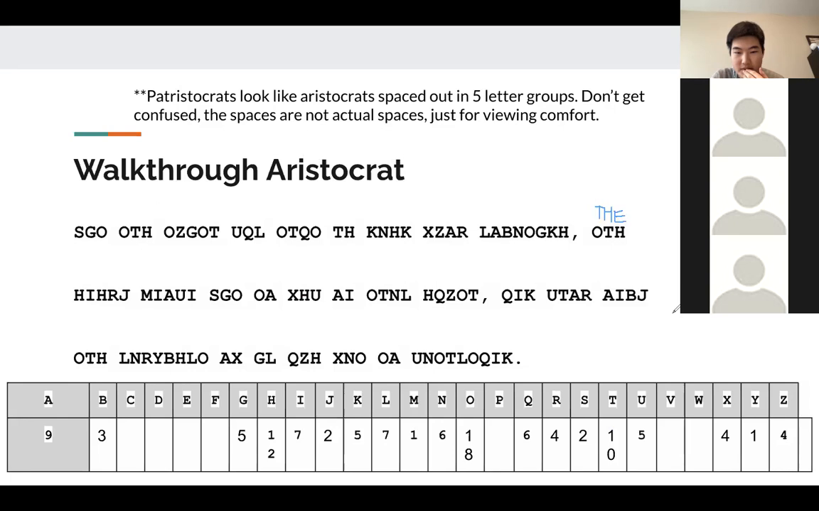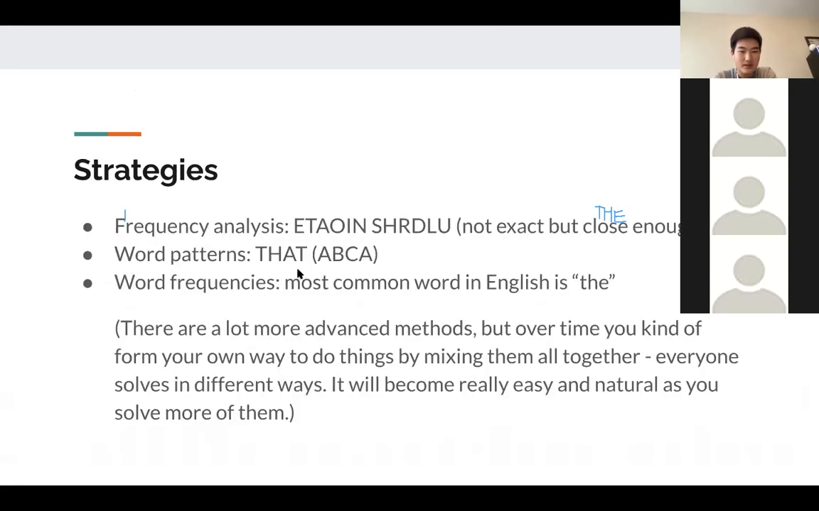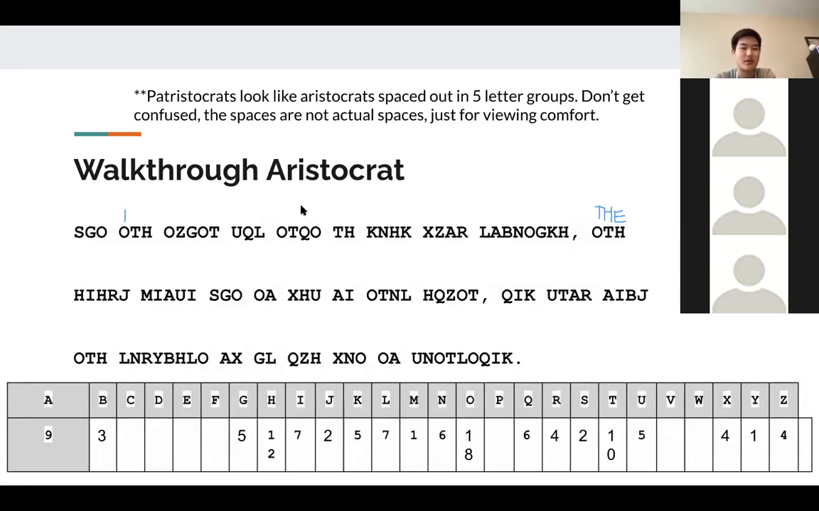It repeats. Oh, that's a nice thing to point out. All right, yeah. So, okay, I'm just gonna go back a slide again. Like I said here, word frequency: the most common word in English is "the." So if you see a three-letter word repeating a lot, that's a really good assumption to make that it's "the." Okay, so I'll start filling stuff in.